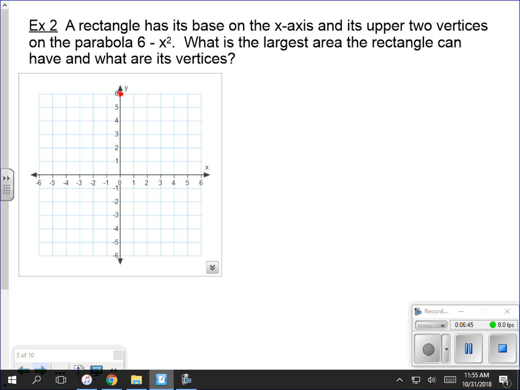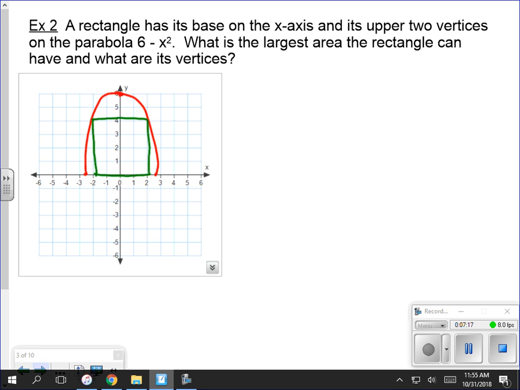Somebody who has their calculator out, please give me a decimal approximation for the square root of 6, just for graphing purposes. 2.45, thank you. So about 2.5. So this is my parabola, and I'm doing an exaggerated parabola here. So that's the parabola. What the question is saying is, hey, I've got a rectangle inscribed in here.